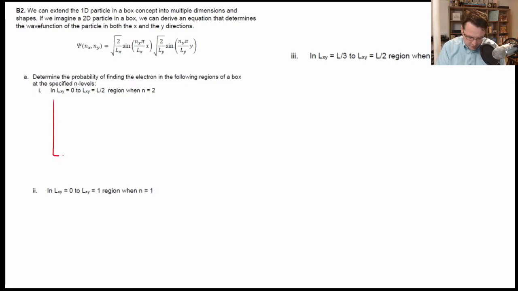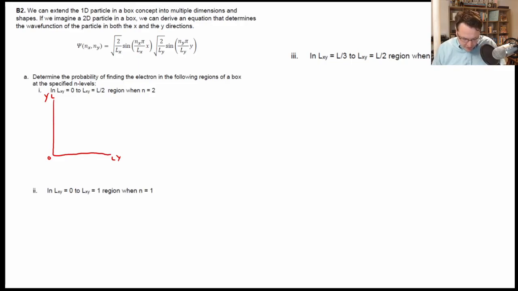I'm just going to draw a simple box. This is the x direction. This is the y direction. This is L, 0, L. The distances are the exact same for this part right here, but you can still do the same thing roughly if they're not the same, because it comes out basically being the same thing.